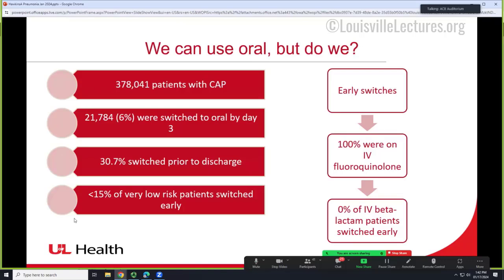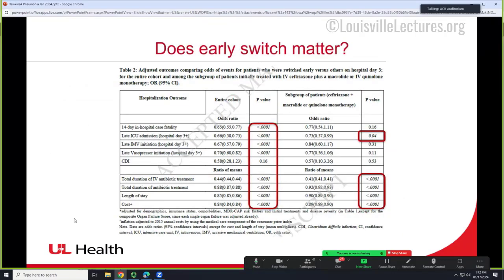You might be thinking to yourself, well, Audrey, what if they were severe and they needed IV for much longer days of therapy? Less than 15% of their very low-risk patients were switched to oral antibiotics early. Again, all of this to say, just because your patient is in the hospital does not mean that they need IV antibiotics. And to their point of did it matter? It did matter. So this is the first time this entire time you've heard me say something actually was different. And this is in their outcomes.